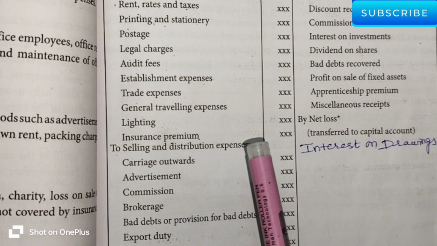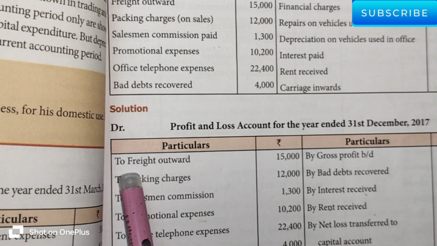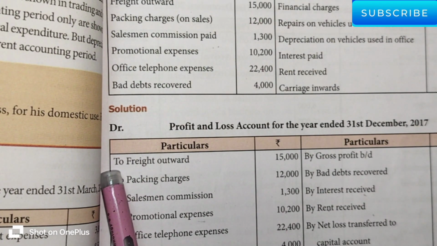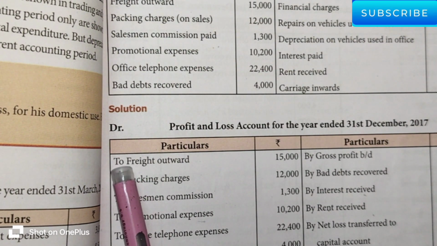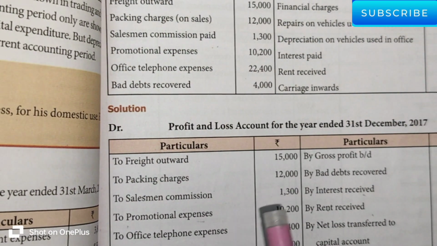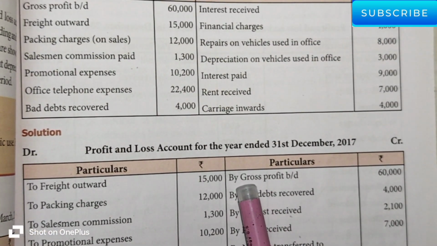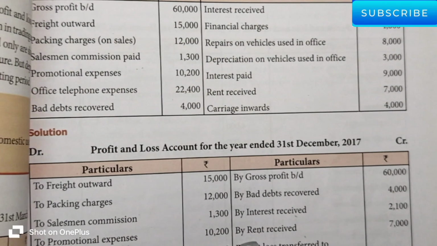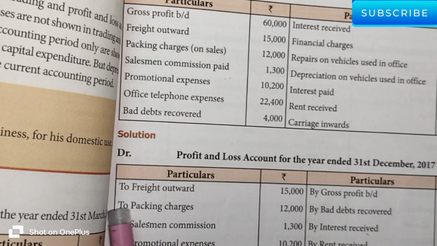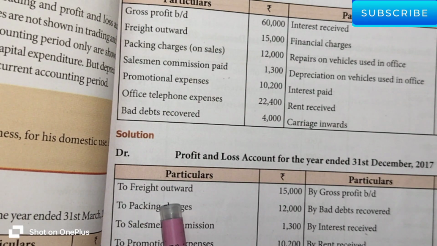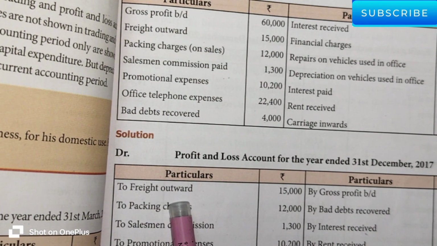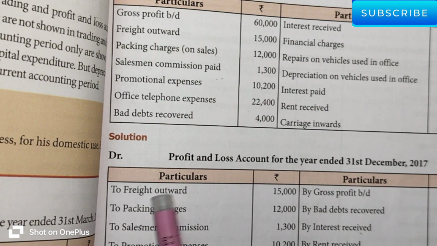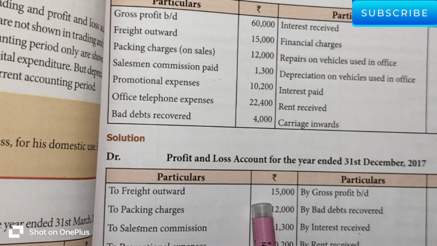So listen, we always start with the word "To" on the debit side of the trading and profit and loss account, and you always start with the word "By" on the credit side of the profit and loss account. So freight outward is the selling and distribution expenses, 15,000 rupees. So you have to enter it on the debit side of the profit and loss account.